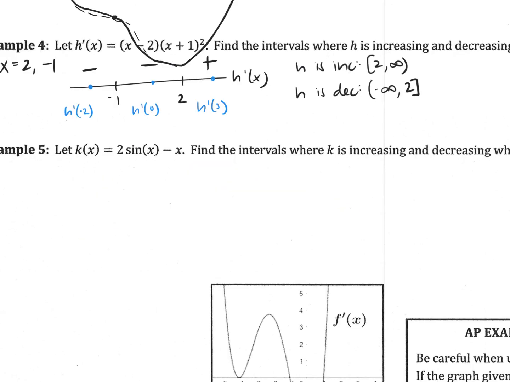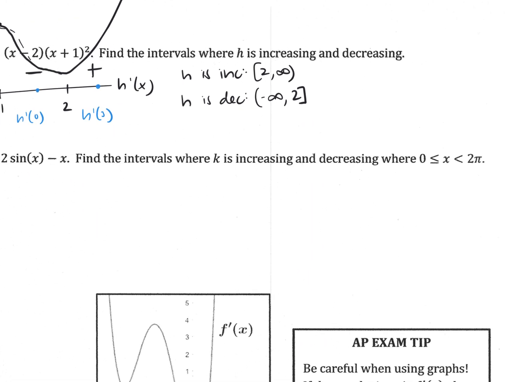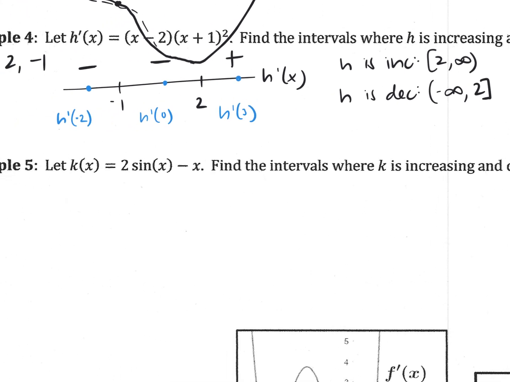We got some trig. K of x is equal to 2 sine of x minus x. Find the intervals where k is increasing and decreasing. And this time we have a specific interval we're looking at from 0 to 2 pi. So I'm not looking at infinity to negative infinity, just a specific interval. So first thing I need to do is take the derivative. Yes, got to take the derivative.